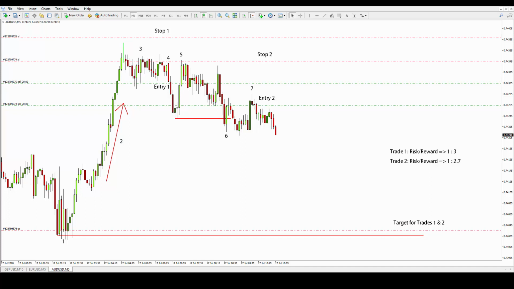Number 7 shows the second sell trade entry, which happens to be another fractal candle with a bearish quality and a relatively large upper tail, which completely agrees with the idea of selling the market again. The stop loss was placed a few pips above the last attempt of market makers to climb the market that happened between number 5 and number 6. The target is exactly the same as trade number 1. The risk-reward ratio in this trade is not optimal but is still decent at a level of 1 to 2.7.